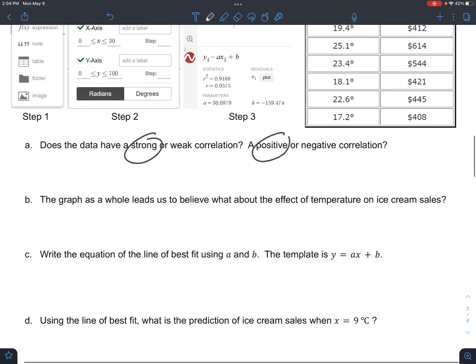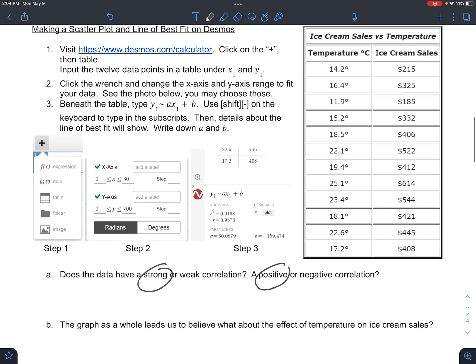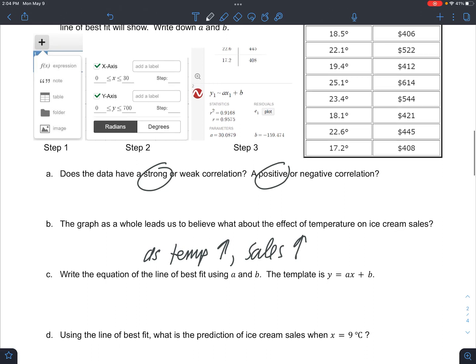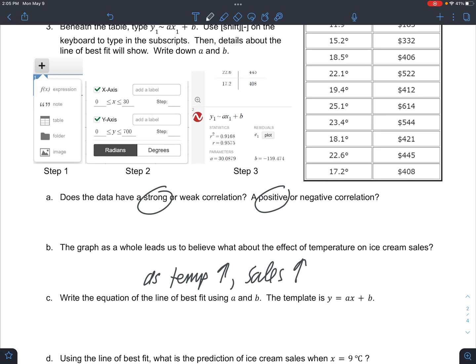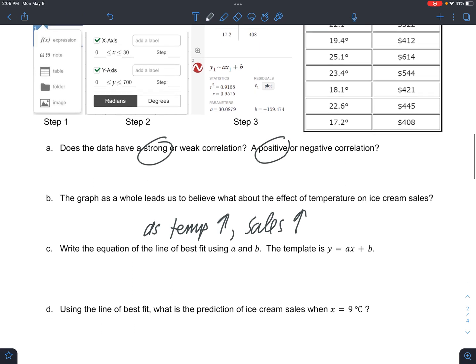So the graph as a whole leads us to believe that the effect on temperature, what is the effect of temperature on ice cream sales? We can kind of see that as we go to the right, we go up. That's what positive means. So as the temperature increases, the sales increase, which makes sense. No one wants to eat ice cream if it's like 30 degrees outside, you know? But as it gets warmer, people probably would crave ice cream a bit more, right? Or maybe more people are out and about when it's warmer, okay?